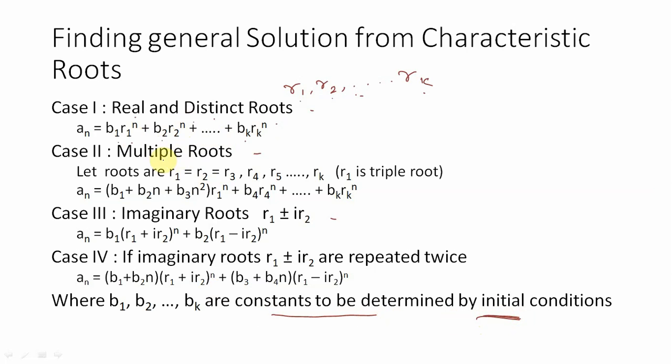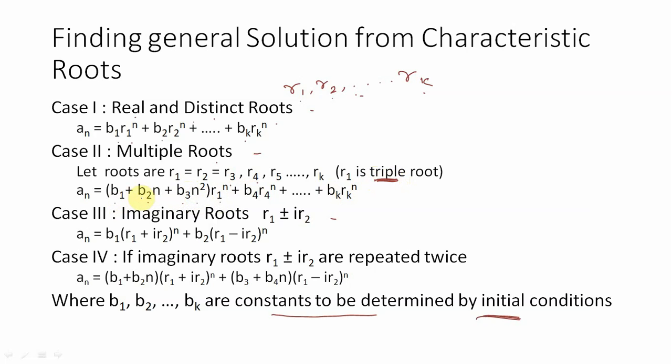Now the second possibility is that I have multiple roots. What is meant by multiple roots is that, let us say for example, the roots are R1, R2 and R3, and the first three roots are coming the same, and then I have R4, R5 and so on. What it means is R1 is a triple root. So the homogeneous solution will be given by B1 plus B2n plus B3n square multiplied by R1 to the power n. See, as R1 is a root of multiplicity 3, I've shown it over. I've taken an example that it is a triple root.